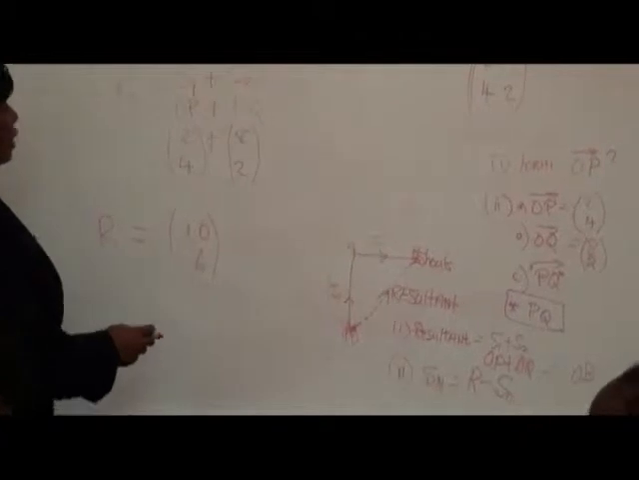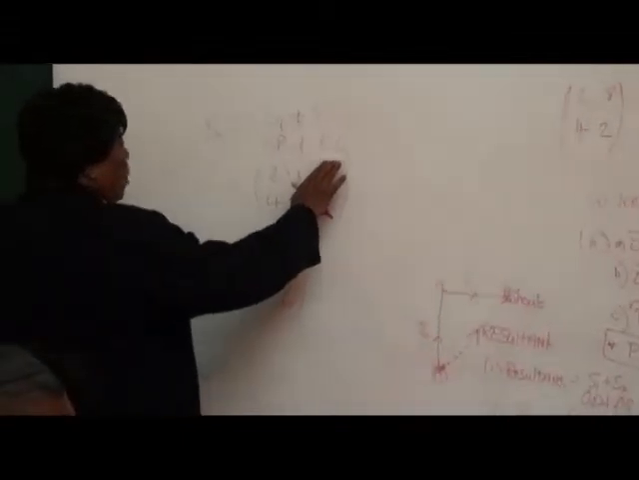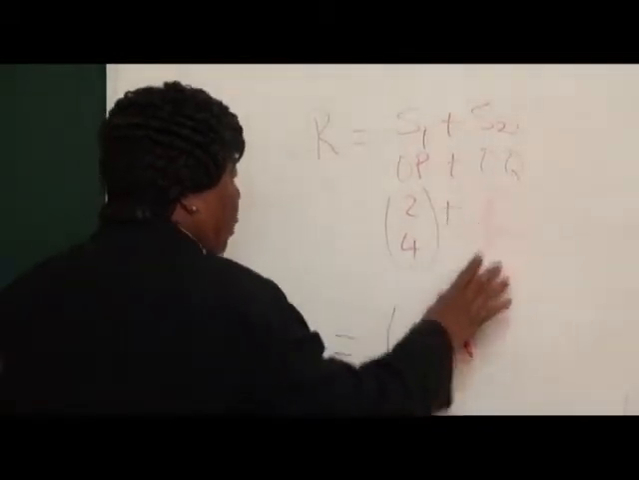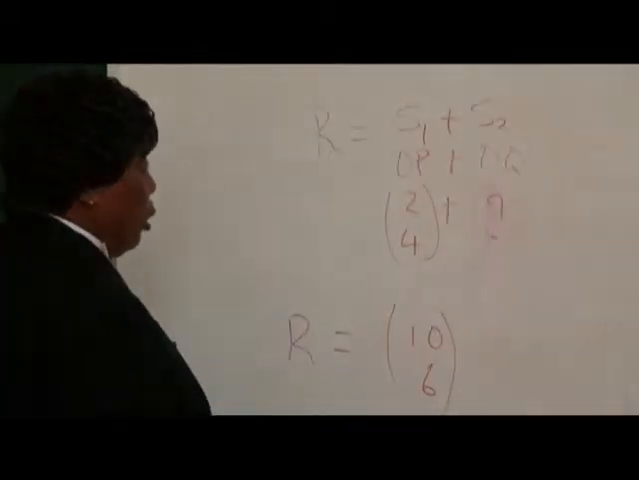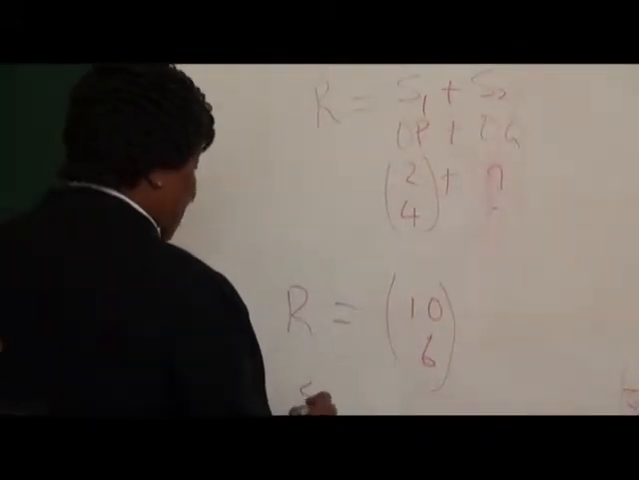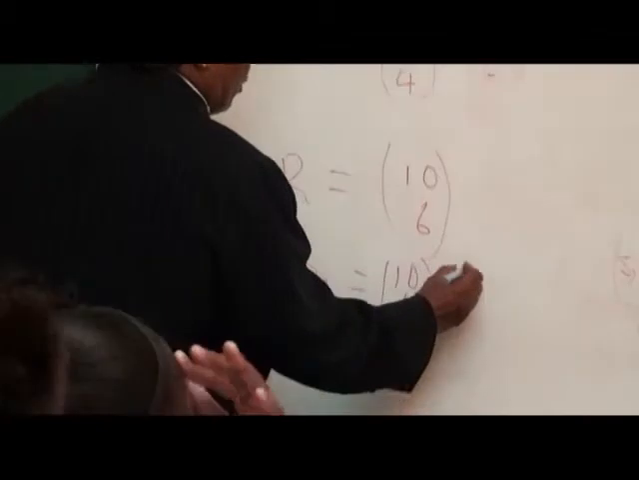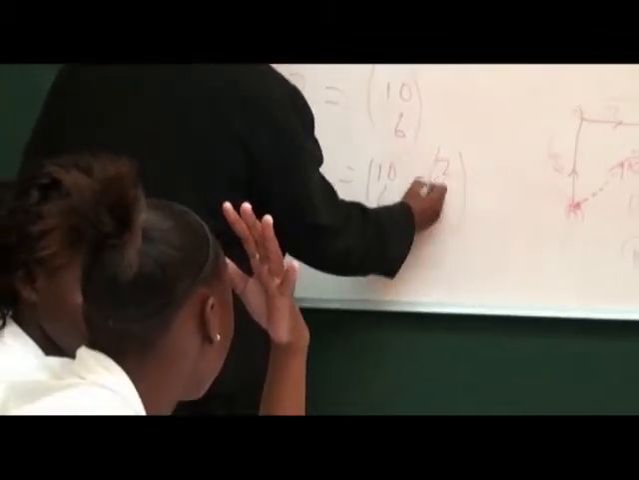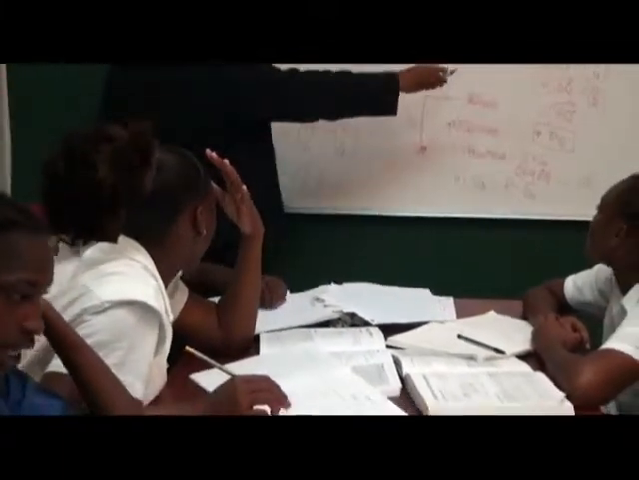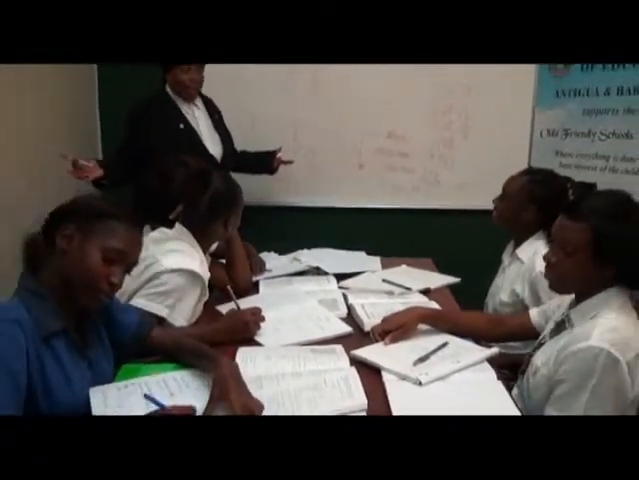Now, suppose it was side 2 we wanted to find, and we knew the resultant was this, and we only had the information for side 1. That is what I'm talking about. How would we find OQ? Exactly. So side 2 would be equal to 10, 6, minus 2, 4. Exactly. And it is equal to 8, 2. And isn't that what we know? Yes, that is what you got for your answer. And that is all we're telling you. All right? It is as easy as that.